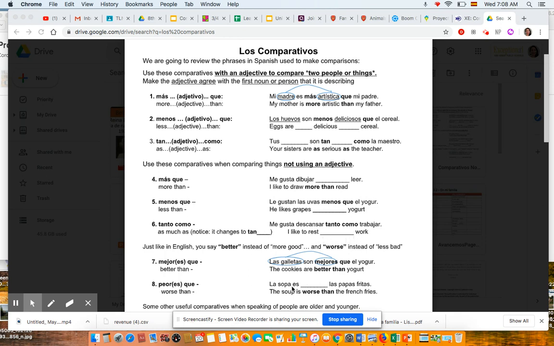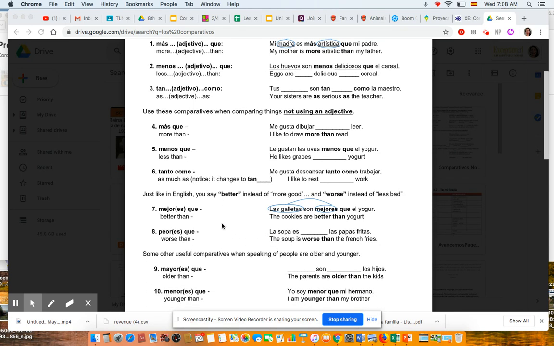Just like in English, you say better instead of more good, and worse instead of less good. In Spanish you have mejor, or mejores if it's plural, que, better than, and peor, or peores in the plural, que, worse than.